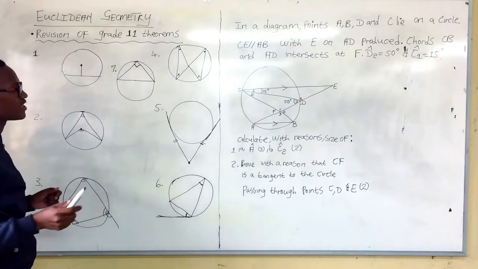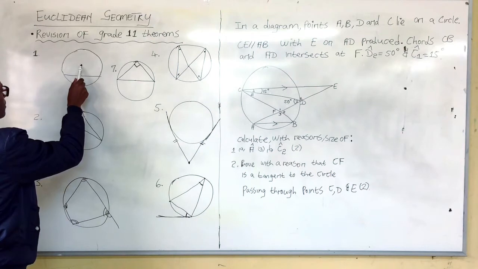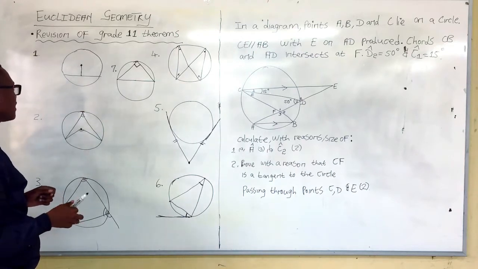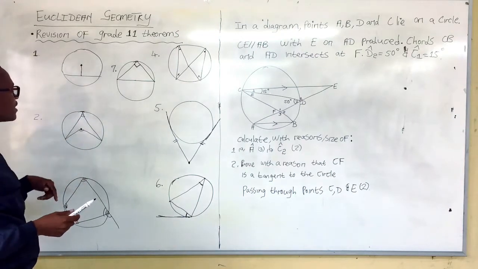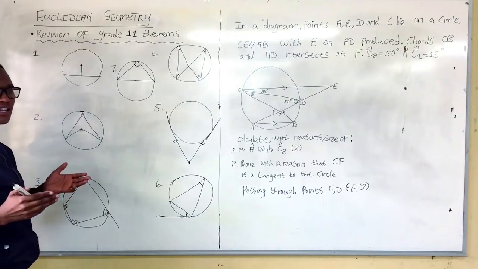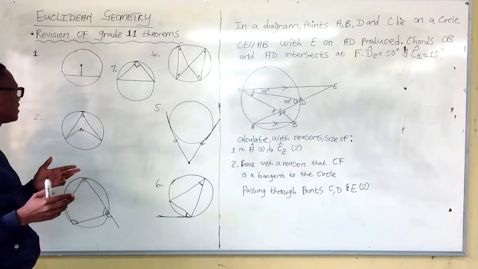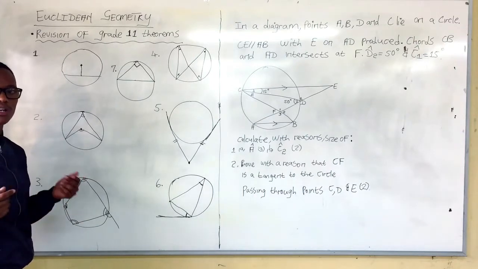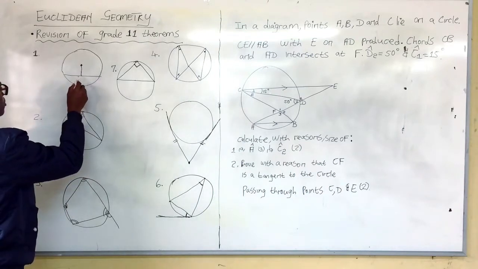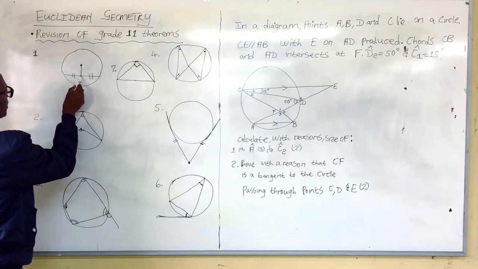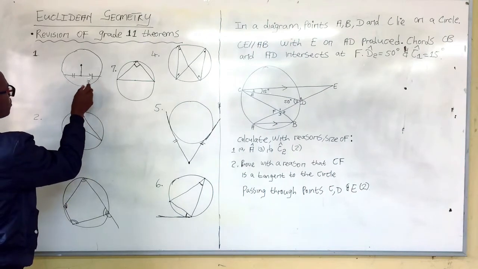So theorem 1 says that the line drawn from the center of a circle to the midpoint of the chord bisects the chord. It means that if a line is drawn from the center of a circle and that line meets the chord, it divides that line into 2 equal parts. That's why they use the word bisect. So this line is going to divide our chord into 2 equal sides. So this side from here to here is going to be the same as from here to here.